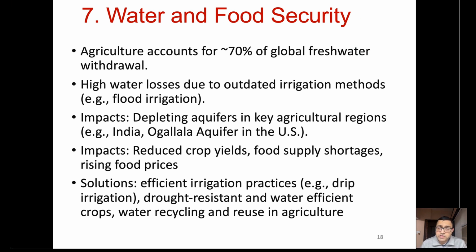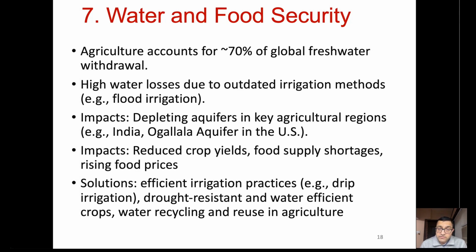Water and food security are very closely linked. In fact, agriculture accounts for, as you've already seen, about 70% or more of global freshwater withdrawal. So agriculture is the biggest water user. There's also room for improvement because high water losses occur due to outdated irrigation methods such as flood irrigation, and so much of this water use has led to depleting of aquifers in key agricultural regions such as India, especially some of the northern states, and also the Ogallala Aquifer in the U.S. in the Great Plains area.